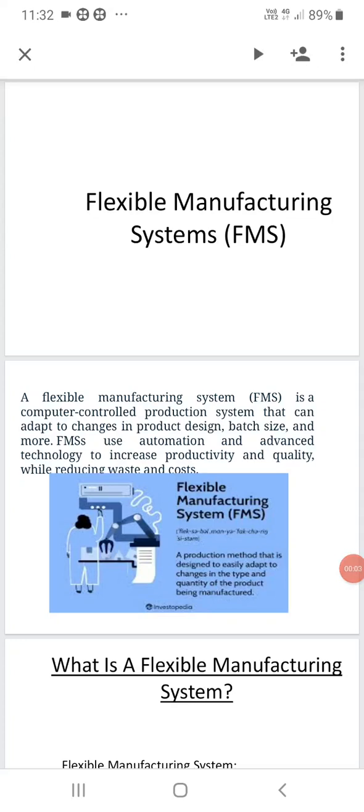Good morning, students. Today we'll see about flexible manufacturing system. What is a flexible manufacturing system and how is it applicable to the automation industries? We'll see now.